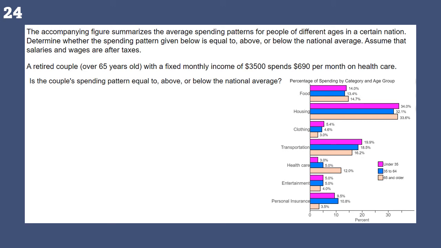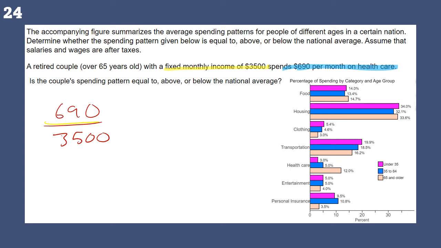When we look at this figure, we've got a few things in this problem, and I don't want to get too bogged down on too much of it. So I want you to notice that we have a fixed monthly income of $3,500, and it also says that this couple spends $690 per month on healthcare. Okay, so is that average? Well, we can calculate what percent of their income that is, right? Because we could say out of their $3,500 total, they spend $690 on healthcare.